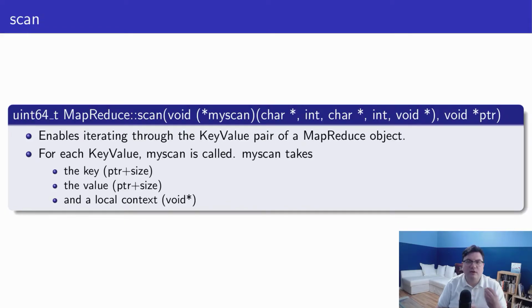Scan can be used to inspect the content of a MapReduce object. There are 2 variants for either key-value pairs or key multi-value pairs. This scan function will take a callback function to be called on each key-value pair and a context. The callback function takes both the key and the value as pointer plus size arguments, and it also takes a context.